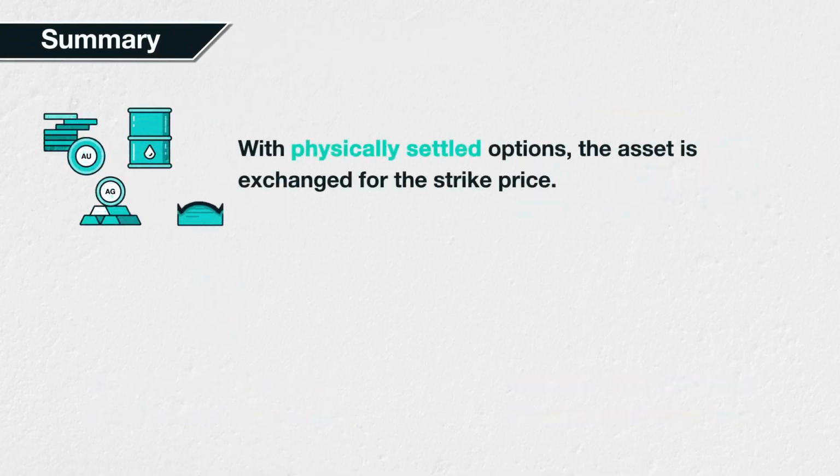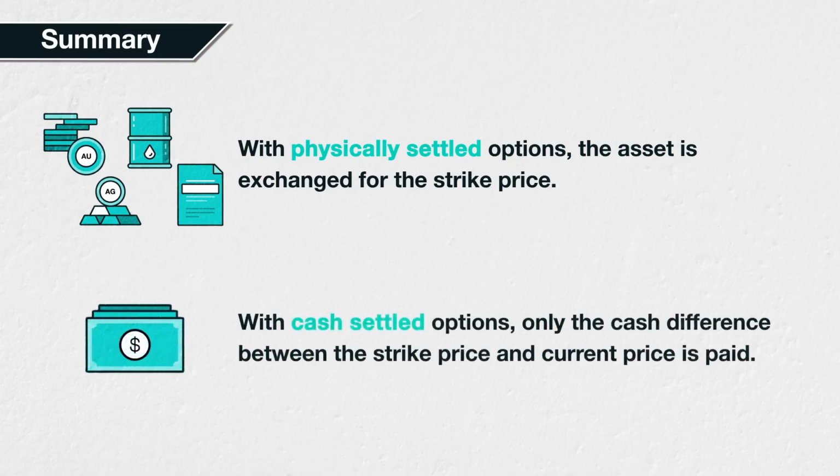In summary, with physically settled options, the asset changes hands when an option is exercised. The asset is exchanged for the strike price in dollars defined in the option contract. With cash-settled options, the asset does not change hands when an option is exercised. It is the difference between the strike price and the current price that is paid to the option buyer. This is paid in cash into their trading account. When we move on to the cryptocurrency options on Deribit in later sections, they will all be cash-settled options.